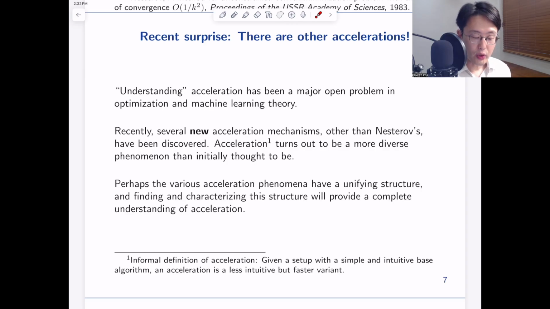So a lot of new accelerations, distinct from Nesterov, have been discovered. So perhaps now that we have a collection instead of just one, perhaps the various acceleration phenomena have a unifying structure. And perhaps finding and characterizing this unifying structure will provide us with a complete understanding of acceleration.